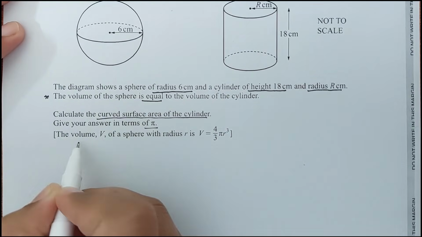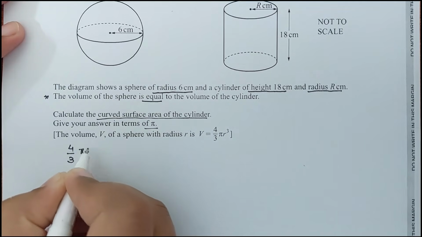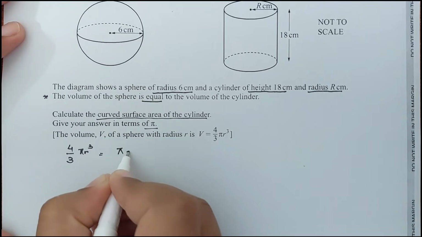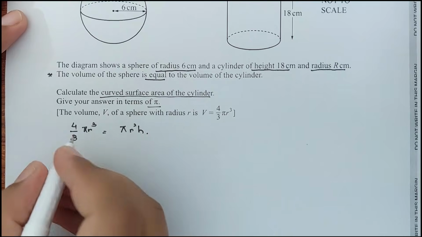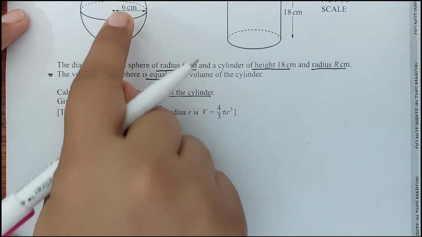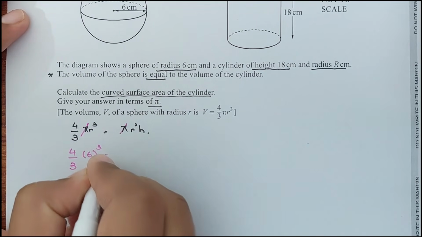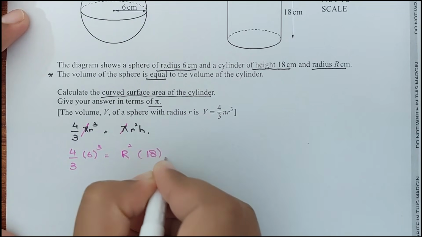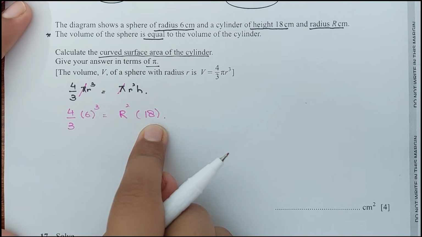The volume of a sphere is given, which is 4 over 3 pi r cubed. This is equal to the volume of a cylinder, which is pi r squared h. Let me substitute everything. Pi cancels out with pi. So we have 4 over 3, and the radius of the sphere is 6, so 6 cubed, equals r squared, where r is the cylinder's radius, and the height is 18. From here we can easily get the radius of the cylinder.